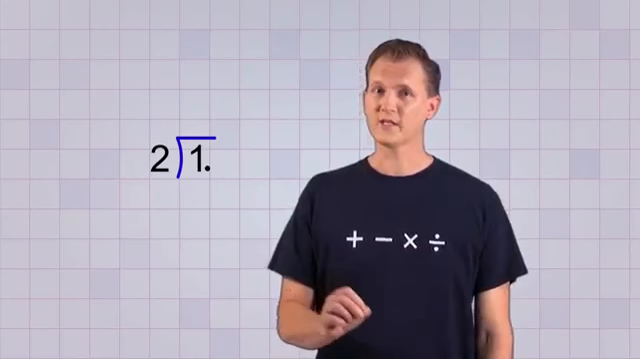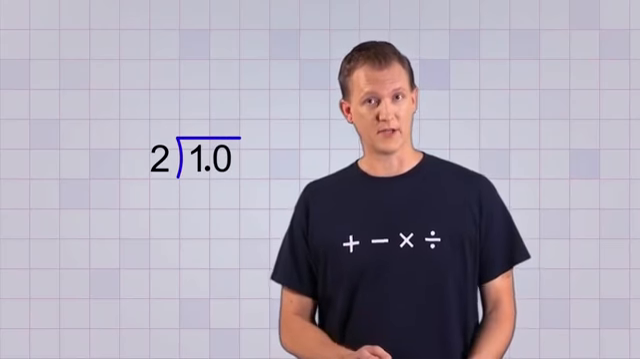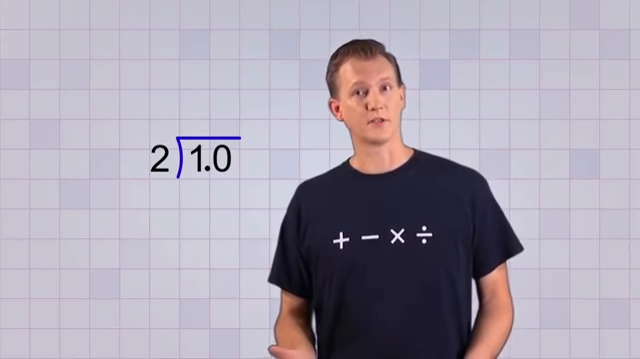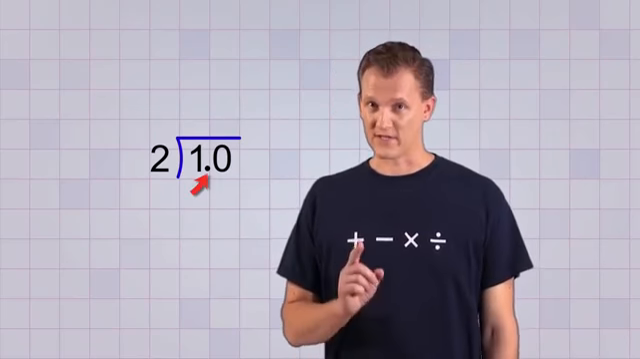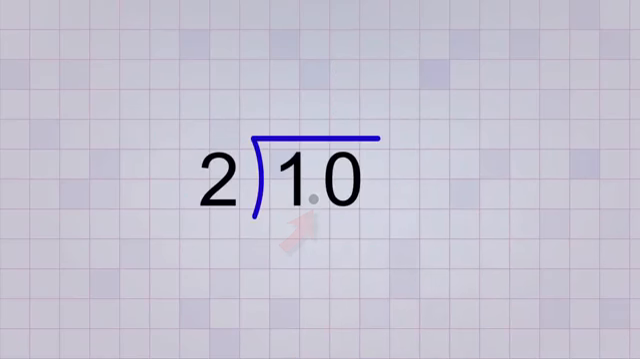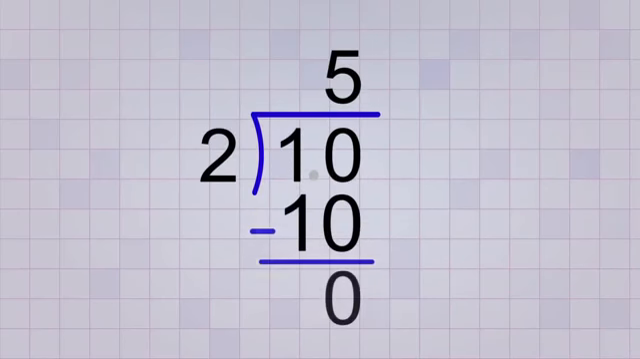After the 1, put a decimal point and then a 0 in the tenths place. Now our division problem looks like 10 divided by 2, and that's easy to do. The only difference is we have a decimal point. Let's ignore the decimal point for a minute and pretend that our problem really is 10 divided by 2. So 2 will go into 10 5 times, because 5 times 2 equals 10. And that leaves no remainder.